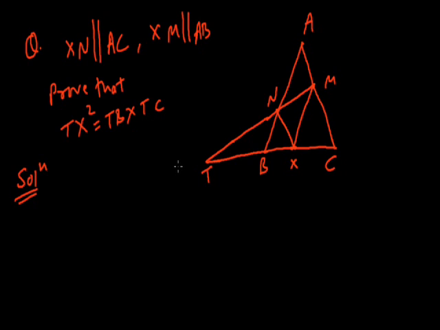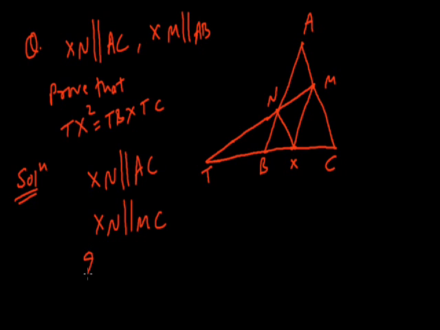Now, to solve this problem, because we have to show that TX square should be equal to TB into TC, wherever we see the lines are parallel, we can apply the basic proportionality theorem. So, in this question, it is given that XN is parallel to AC, or we can say that XN is parallel to MC because MC is a part of AC. It means XN is parallel to MC.